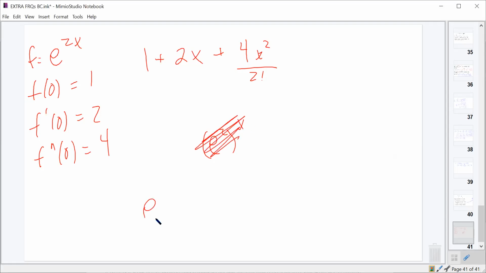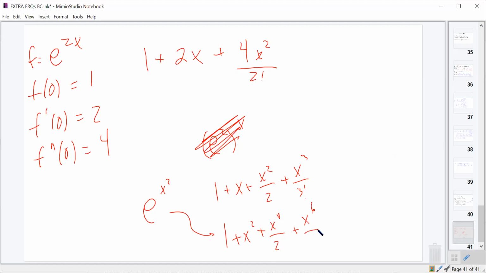Okay, yeah. So e to the x squared means that you take your series for x and you replace all of the x values with x squared values. So your regular series for e to the x is just 1 plus x plus x squared over 2 factorial, plus x cubed over 3 factorial, and so on. So if you're doing e to the x squared, that'll become 1 plus x squared plus x to the 4th over 2 plus x to the 6th over 3 factorial, which I'm not sure if that's what you wrote, but that's what it should be.